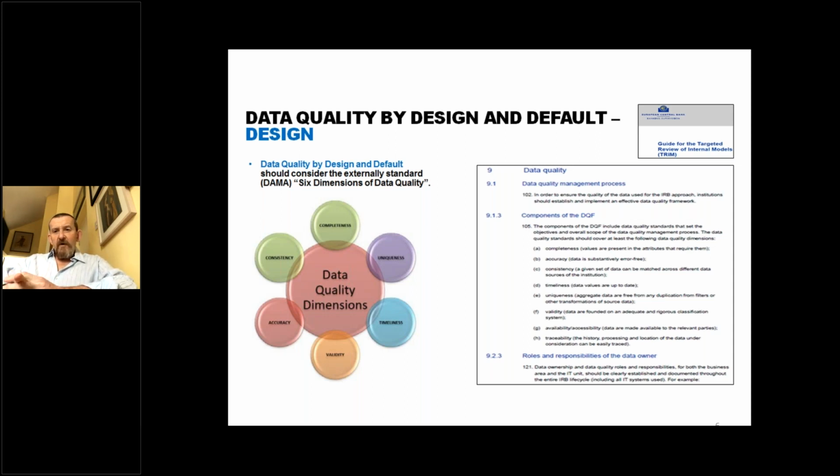So on the very small font on the right-hand side, I've cut and pasted from an ECB report on credit modeling. And they specifically describe what they're expecting to see in the data quality framework of an organization. It's not loose, it's not woolly, it's not vague, it's quite specific. They're laying out the components that they expect to see, the evidence they expect to see being gathered, the sort of metrics, the sort of depth of metrics that they're expecting to see around data quality.